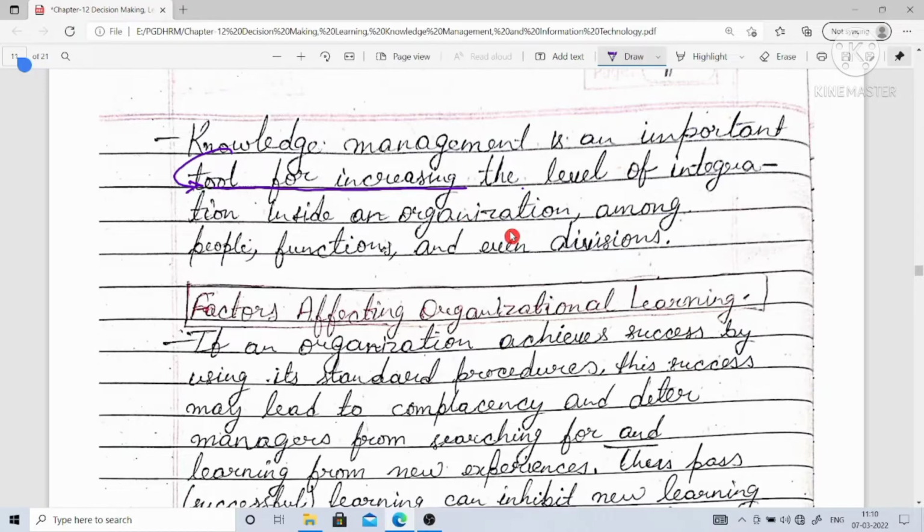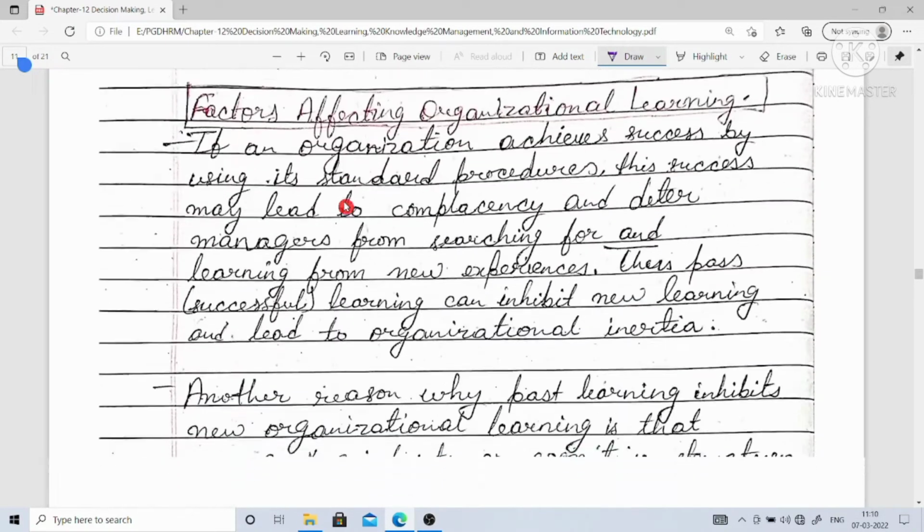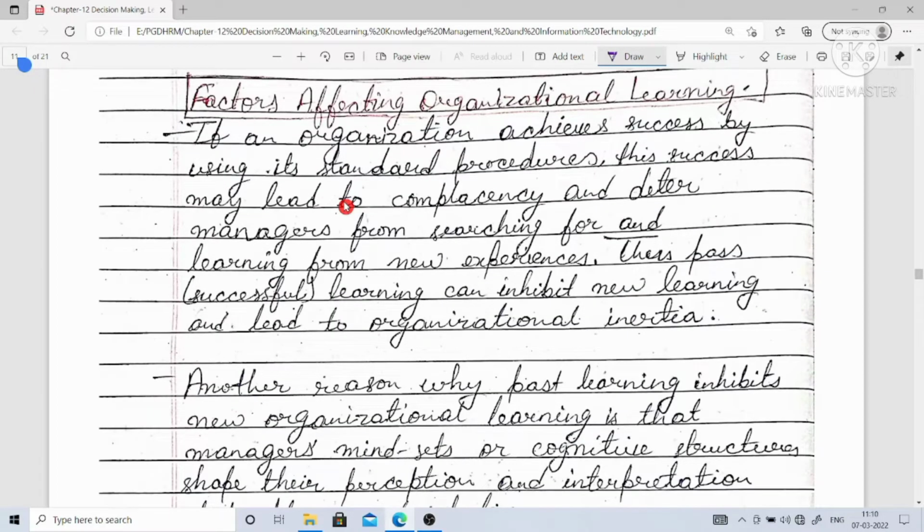Inside the organization also, among people in the organization, functions or even divisions, in all these cases we need knowledge management. So, factors affecting organizational learning. What are the different factors which affect how an organization learns?